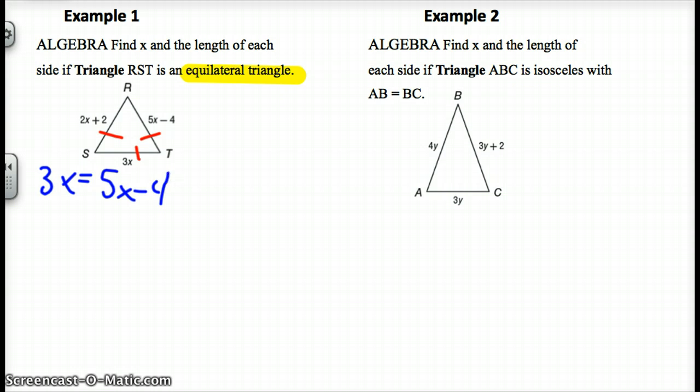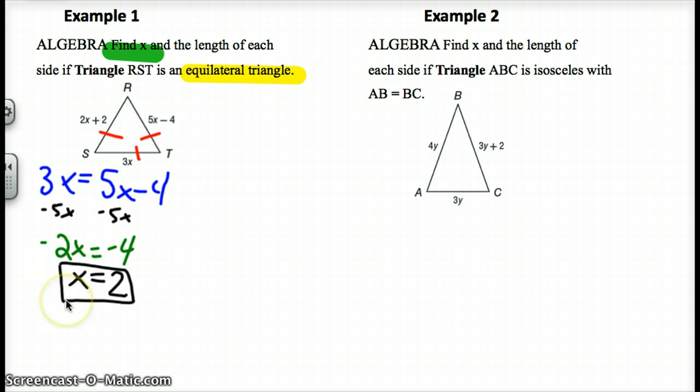I'm going to move my 5x. That's going to give me a negative 2x equals a negative 4. I'm going to divide by negative 2, so x equals 2. Now the question asks you to find x, so this is an answer. And then you're asked to find each side. So I'm going to go ahead and find a side. I'm going to pick ST, and ST is 3 times x.